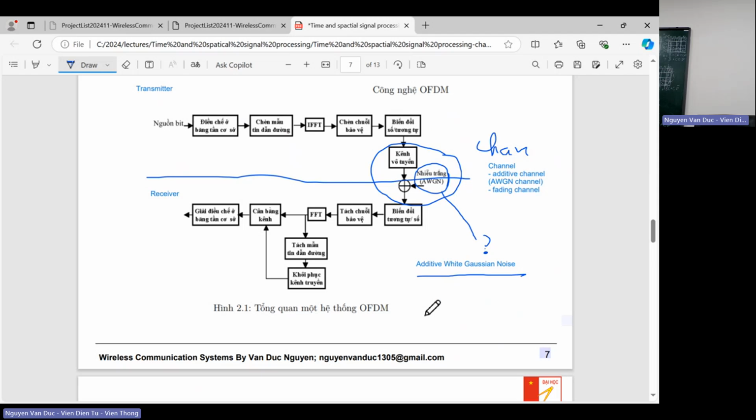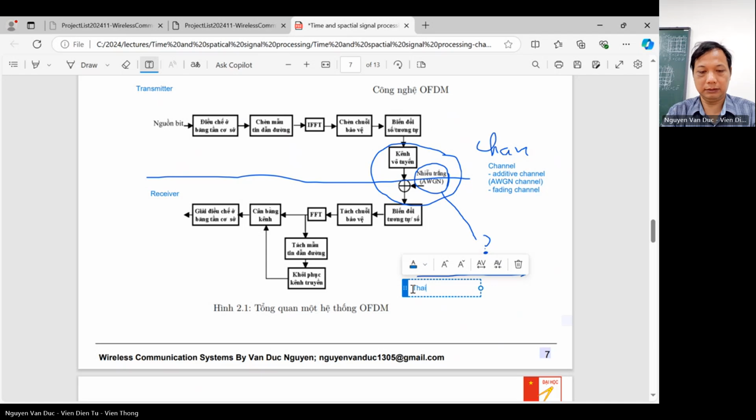So what is your name? Hải. Oh, Hải. Very nice answer. Hải, can you repeat again? It is noise, noise that follows the Gauss distribution.